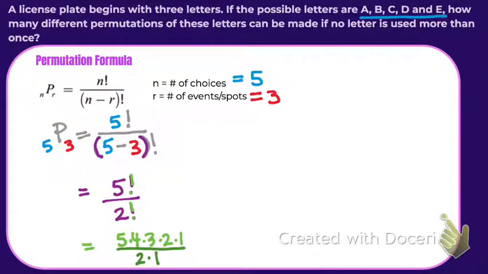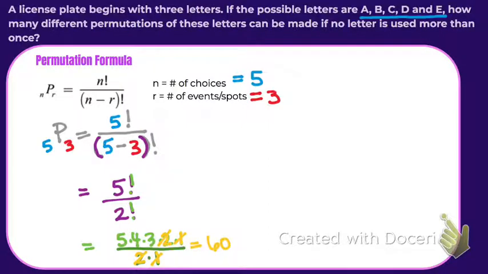But before I do that, I like to always look to see if anything can cancel out. If you have a number in the numerator that's also in the denominator, you can cancel it out. So this is 2 divided by 2, which is 1. 1 divided by 1 is 1. So the only numbers that are left are in the numerator, and that's 5 times 4 times 3, which is 60.